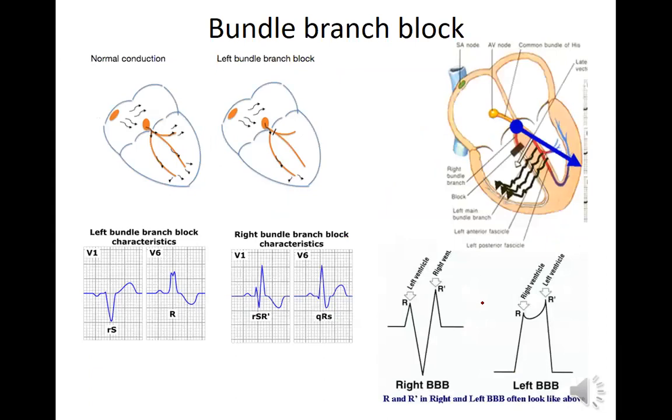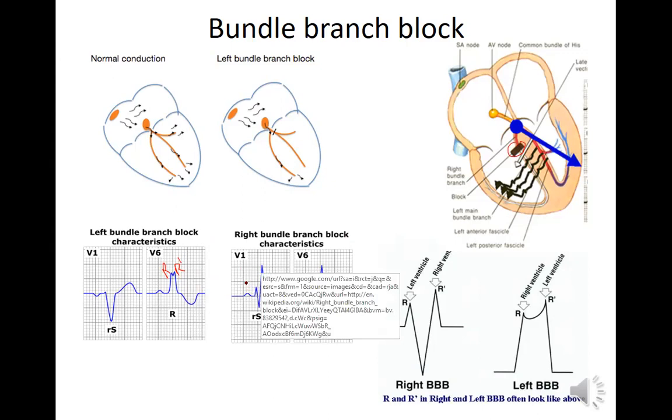Bundle branch blocks, I mentioned this before. If this is a right bundle branch block, the two ventricles are depolarizing at different times. So you get this little R prime. There are two different rabbit ears, right? Rabbit ears I mentioned before. So those are the rabbit ears, the dichrotic R wave.